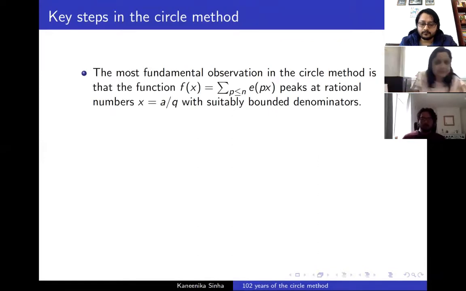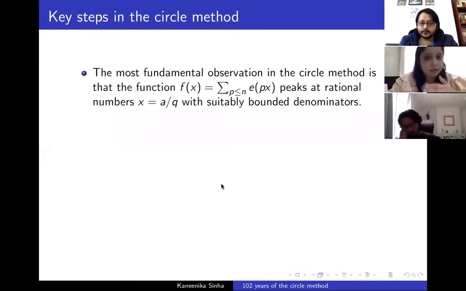So the key steps in the circle method are as follows. The first thing we need to understand, since we have to integrate the square or cube of this function f of x, is what are the points on the unit circle, those values of x, where this function takes very high values or peaks in comparison to other points of the unit circle. The most fundamental observation is that this exponential sum f of x peaks at rational numbers of the form a by q, where q is suitably bounded. We will make this a bit clearer in a few minutes.